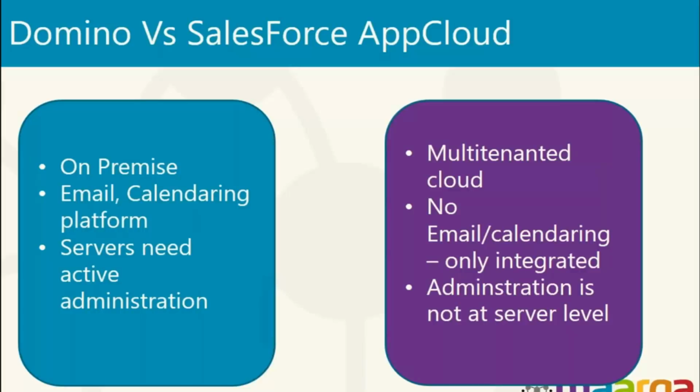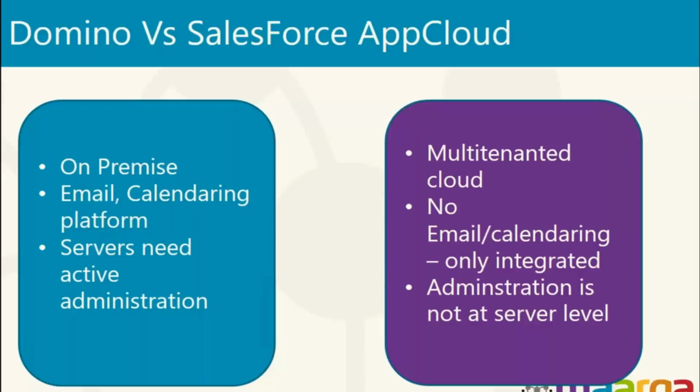primarily the Domino application platform is on-premise, right? The email calendaring platform today is available as IBM Smart Cloud. It is available as on-prem. You can actually host it as well on your own private cloud. Any of those are available. But if you really look at the application server, today you don't have it as an IBM Smart Cloud. I mean, in the sense, it's not the same comparative multi-tenanted cloud offering like what a Salesforce App Cloud is.